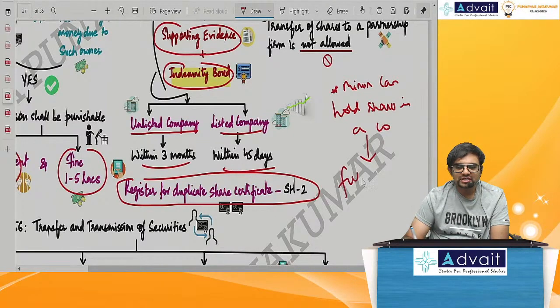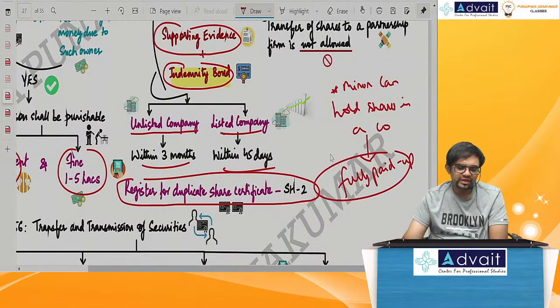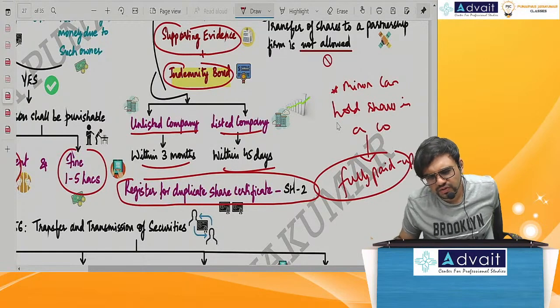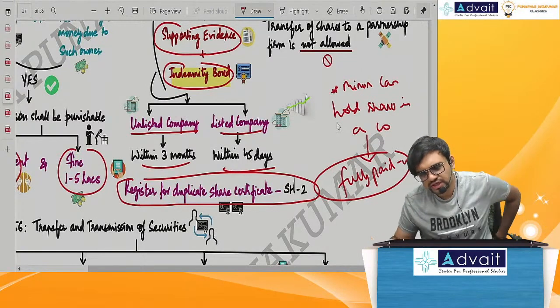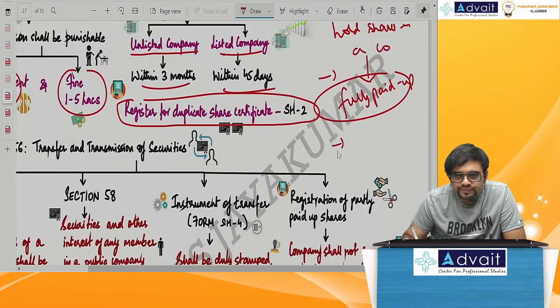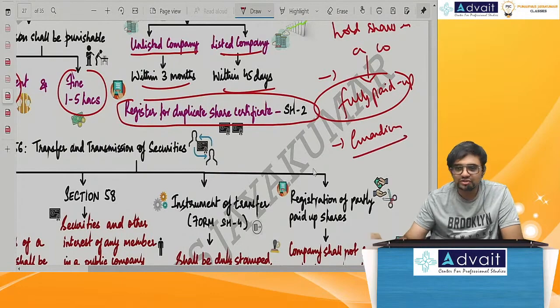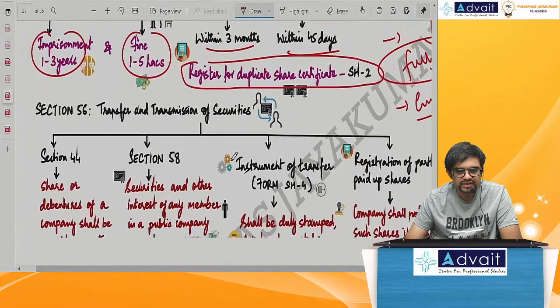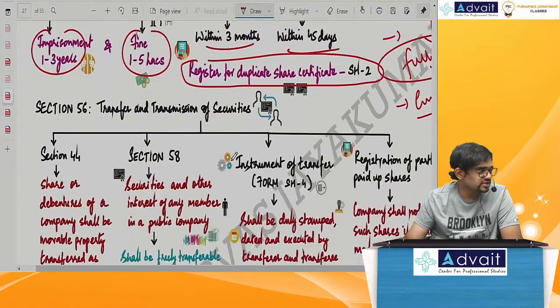in which the shares are fully paid up. If the shares are fully paid up, definitely the minor can hold shares in a company without doubt. No tension. Fully paid up shares, that is point number 1. Point number 2, he should be supported by a legal guardian. A guardian must always be there. Only then can the minor hand over the shares. That is with respect to fully paid up shares.